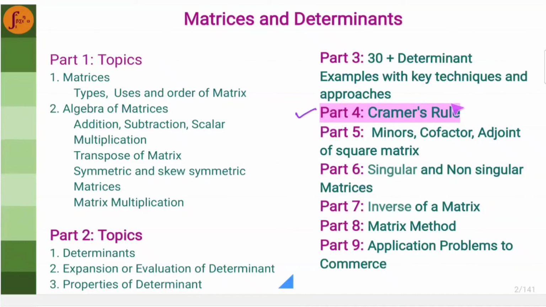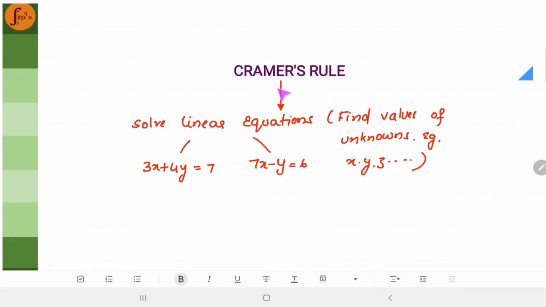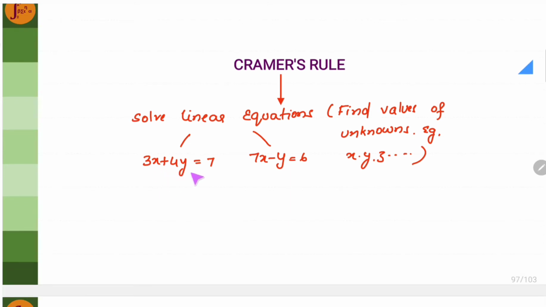Hi everyone, in this video we will cover a topic related to Cramer's rule. What is Cramer's rule? Cramer's rule is a method used to solve linear equations, right? So for example, these are linear equations: 3x plus 4y is equal to 7, 7x minus y is equal to 6.